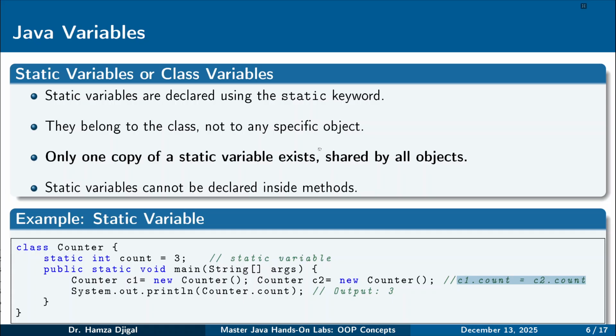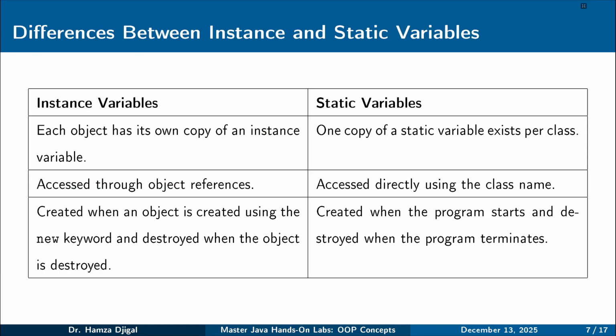This is what we explained here. We said that they are shared by all objects. Only one copy of a static variable exists. So if we try to print this, we get the output. What is important here is that I can get the static variable directly by calling the class name, which is not possible with an instance variable. Okay, so let's summarize the difference between instance variable and static variable.